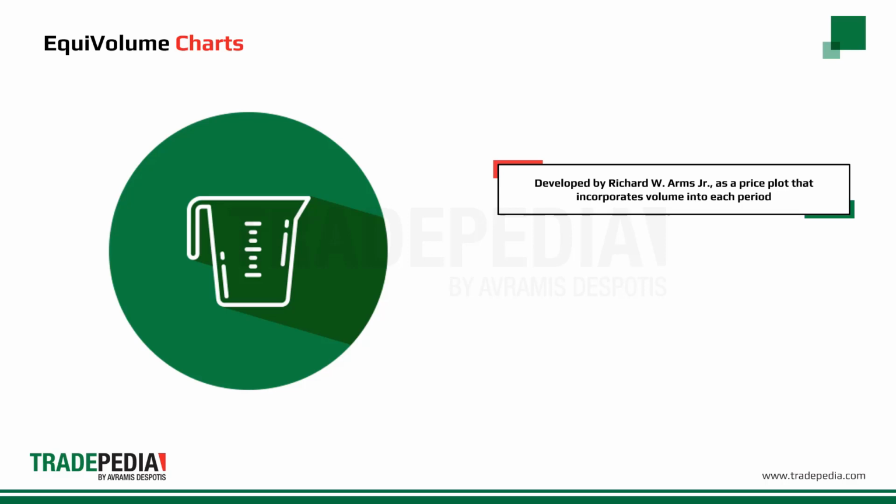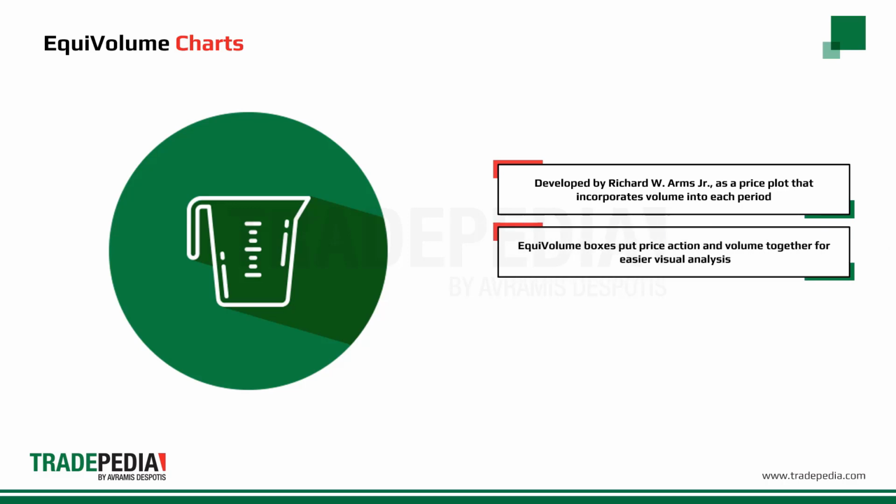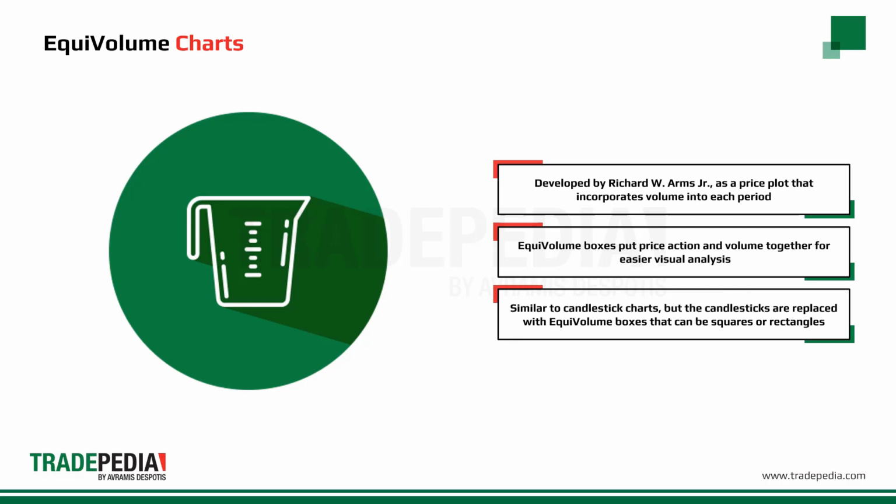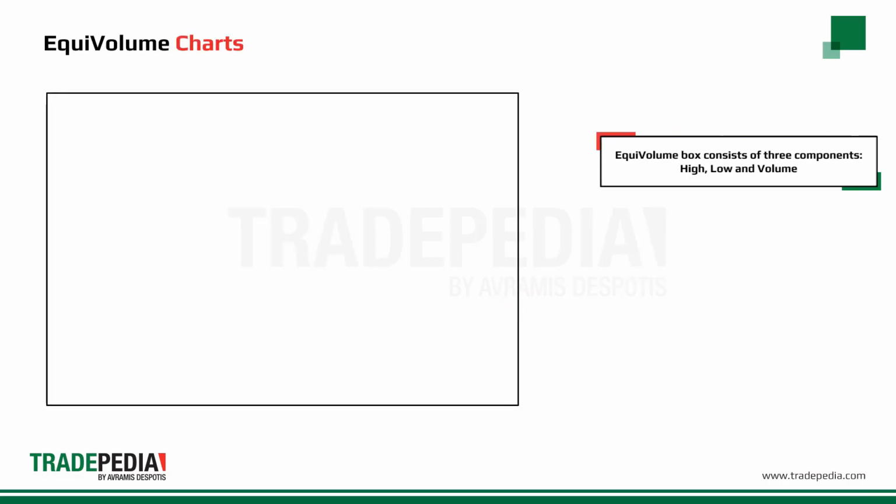EquiVolume charts were developed by Richard W. Arms Jr. as a price plot that incorporates volume into each period. EquiVolume boxes put price action and volume together for easier visual analysis. It looks similar to candlestick charts, but the candlesticks are replaced with EquiVolume boxes that can be squares or rectangles. An EquiVolume box consists of 3 components: the price high, which is the higher boundary, the price low, which is the lower boundary, and volume.